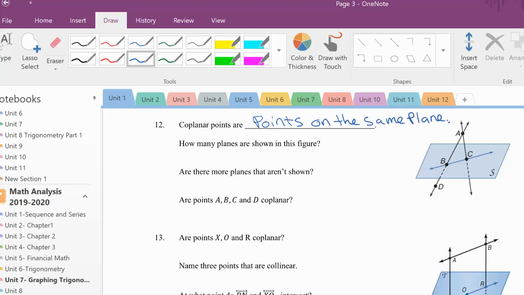How many planes are there in the figure? There's just one. There's plane S. Are there more planes that aren't shown? Yes, because you can create more planes with just three non-collinear points. Are points A, B, and C and D coplanar? And the answer is no. They are not coplanar, because notice B and C are on plane S, but A and D are not on plane S, so therefore they are not coplanar.